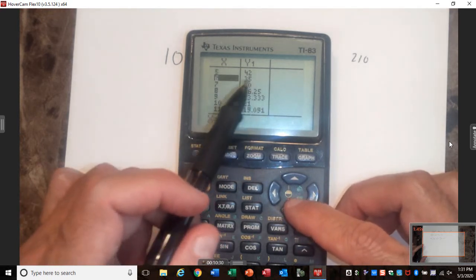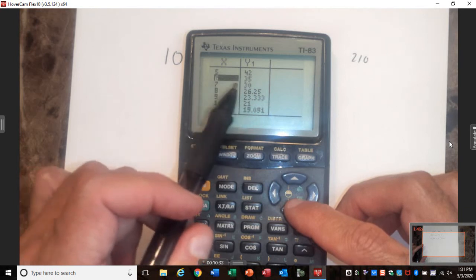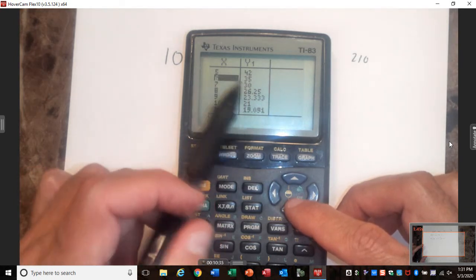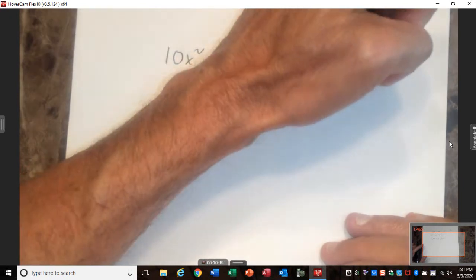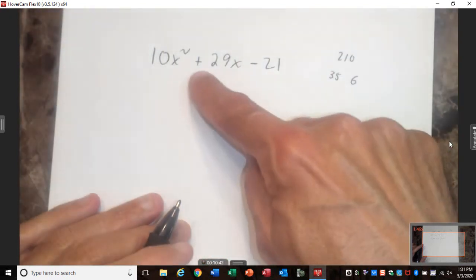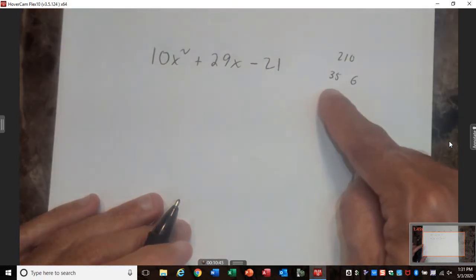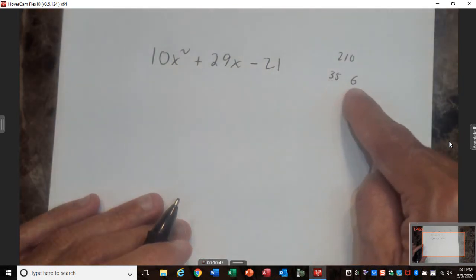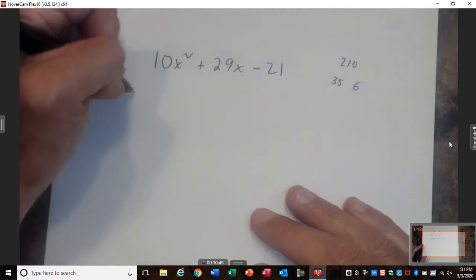Well, how about 35 and 6, right? 35 and 6 is 29. So we're going to write this as 35 and 6. See, your factors of 210 are 35 and 6. Now, the middle term is positive, so that's going to be the positive 35, and that's going to be the negative 6. Just watch, you'll see it.